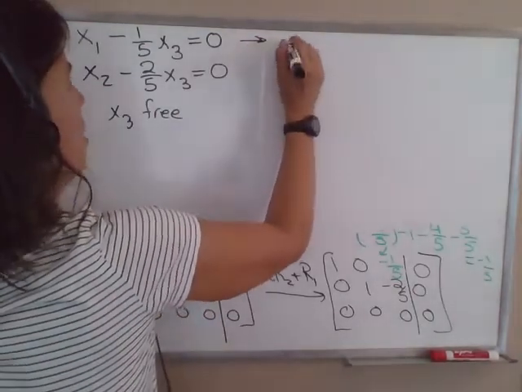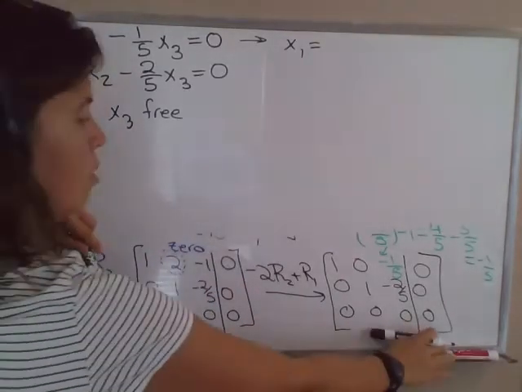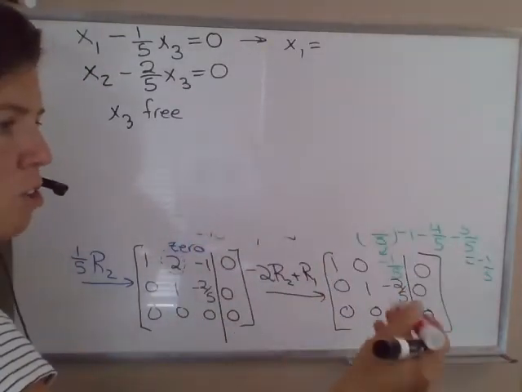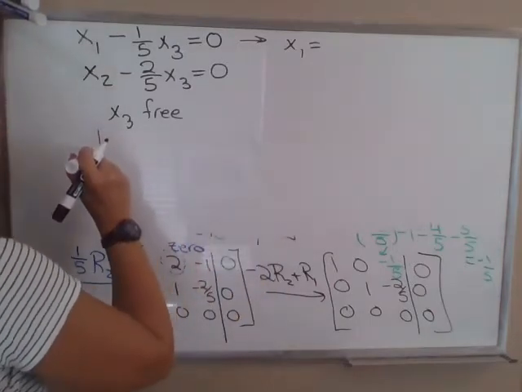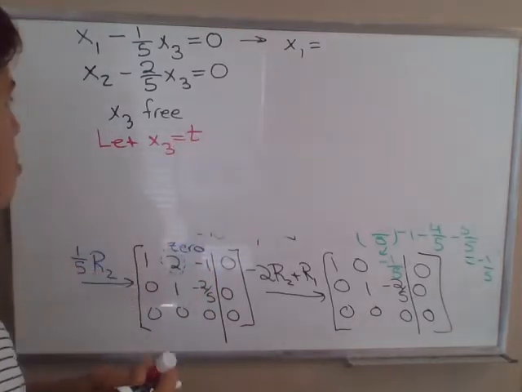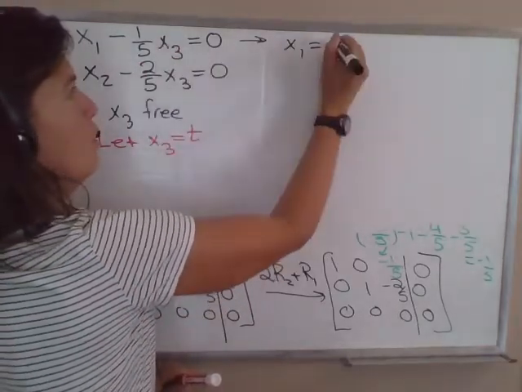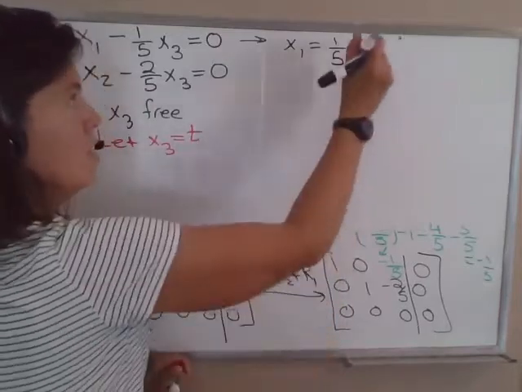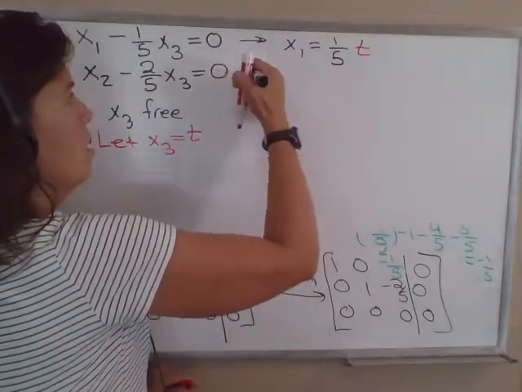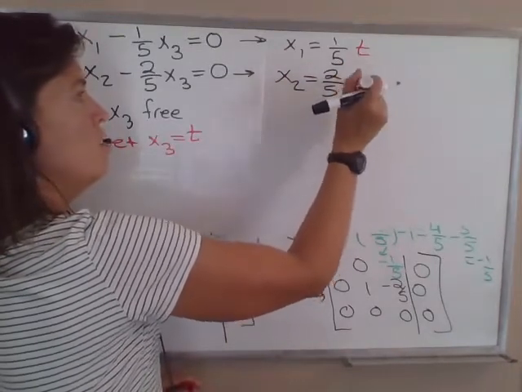So that means x1 is equal to, let me do this right now. When you have a free variable, we tend to like to set that free variable equal to a parameter. Commonly we use r, s, or t as parameters. Let's use t. So let x3 equal t, because I'm pretty sure that's what I used when I typed the solution. If x3 equals t, then x1 equals 1/5 times x3, which we're calling t. We're setting x3 equal to the parameter t. With this equation, x2 equals 2/5 times x3, which is t.